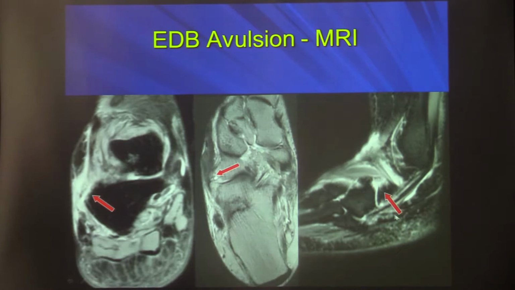Not an important fracture, will not be managed surgically, it's all conservative, but it's important to know when you see edema in the extensor digitorum brevis muscle to think about this injury, and also on the AP radiograph in a typical patient who sprained their ankle.